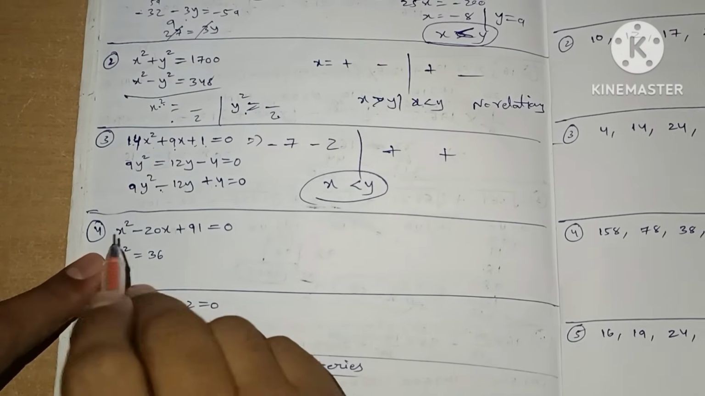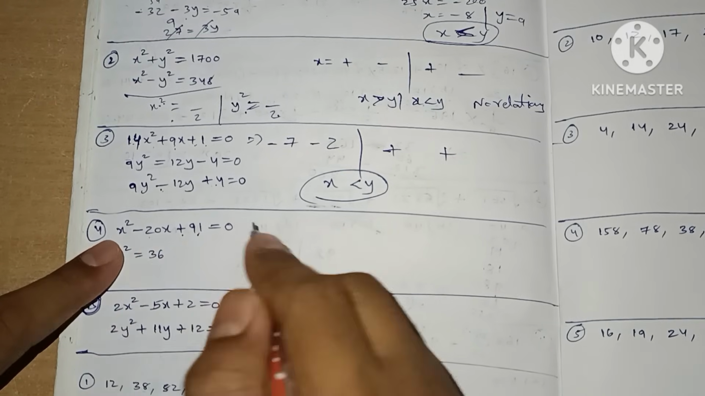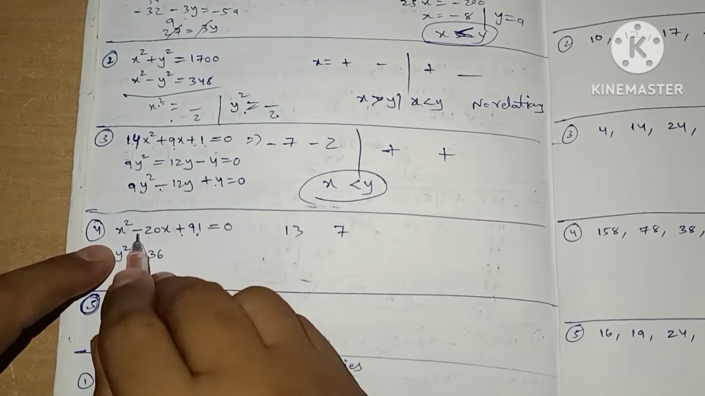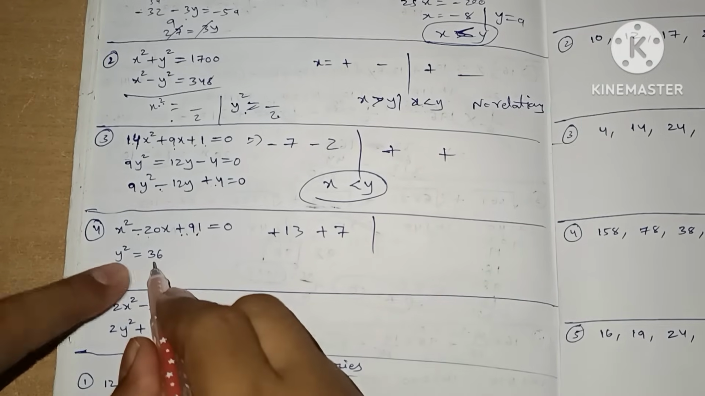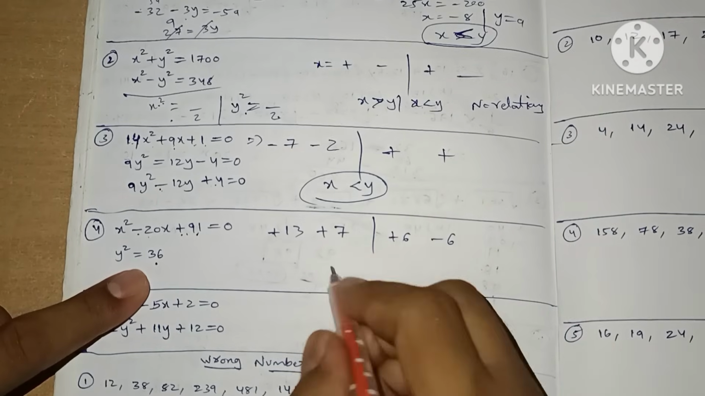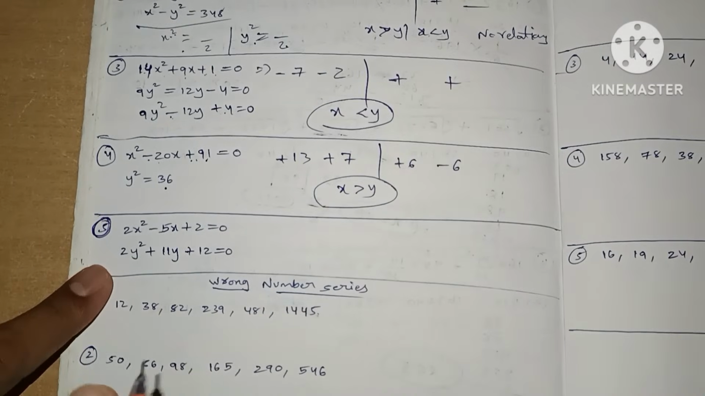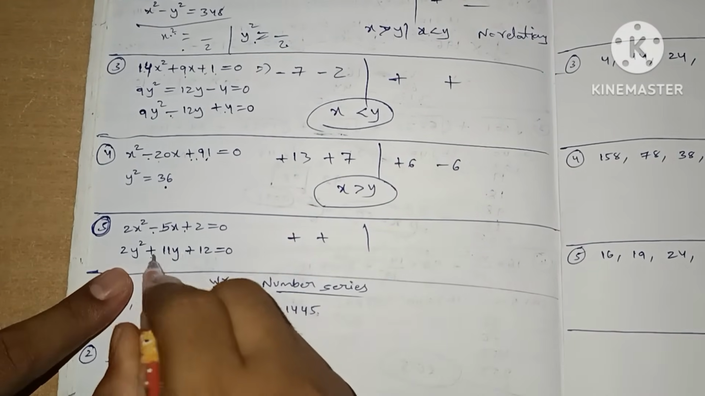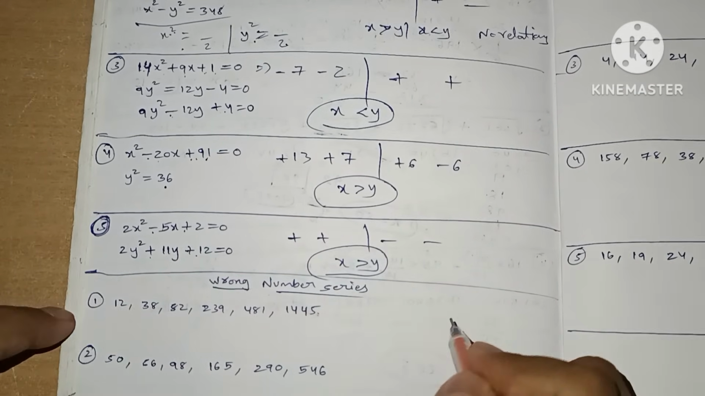Okay, let's see fourth one. We need to get 91, and sum of those two roots will be 20, means 13 7 times is 91. Sum of these two we get 20. Minus and plus means both the roots are in positive. Here we have 36, means plus 6 and minus 6 are the roots. Now comparing these two, x is greater than y. Next one, fifth question. Here we see minus and plus means both the roots are in positive. Here plus and plus means both the roots are in negative. Now by comparing these two, x is greater than y.